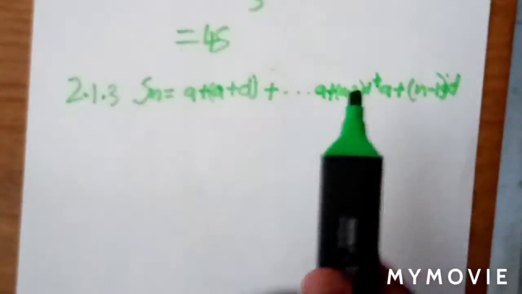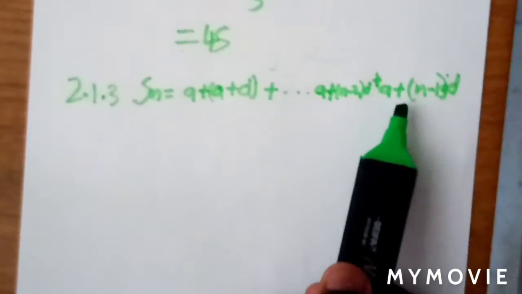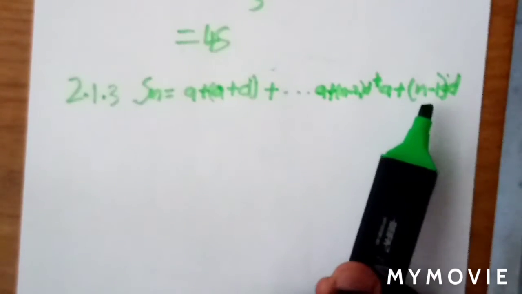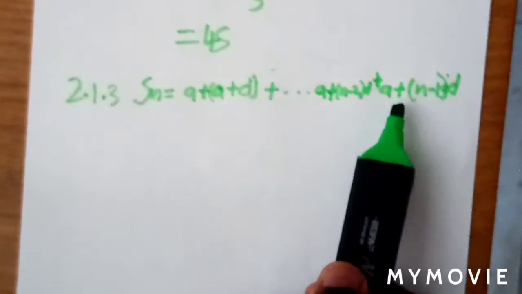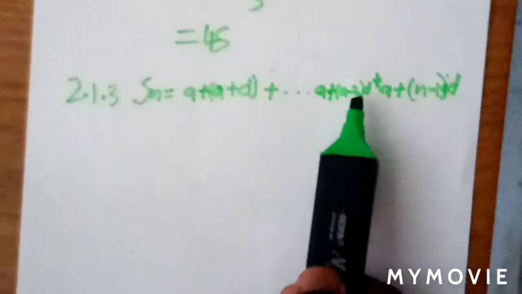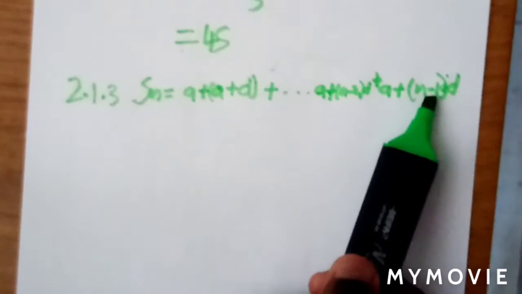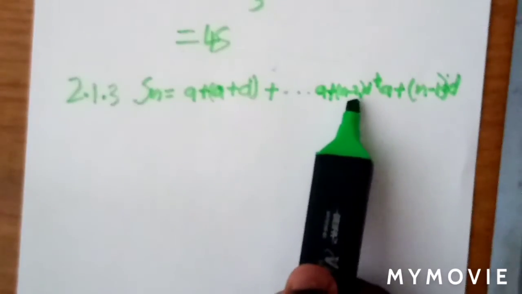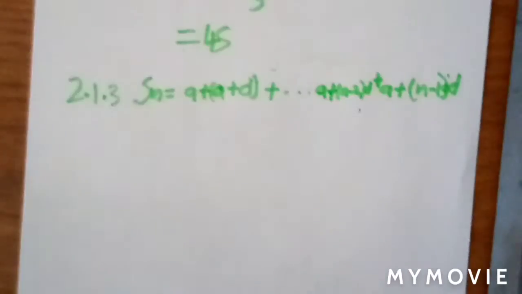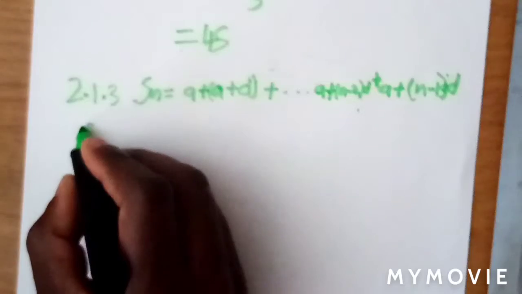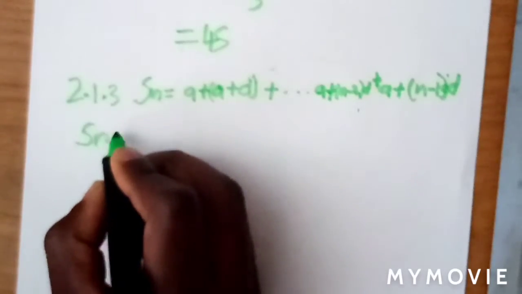We know that the last term of the sequence is always equal to a plus n minus 1 into d. You must know that. Then when we go to the second last term, we minus 1. This is the second last term of the sequence. Okay. Then we make the second equation.